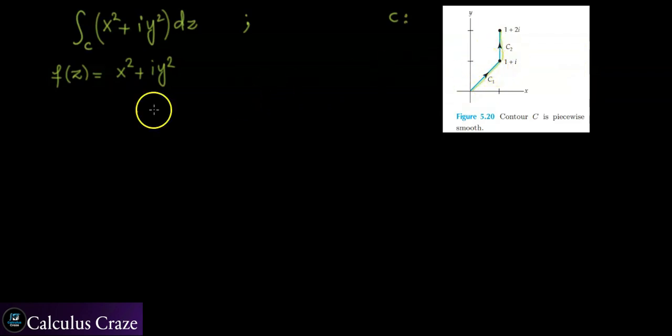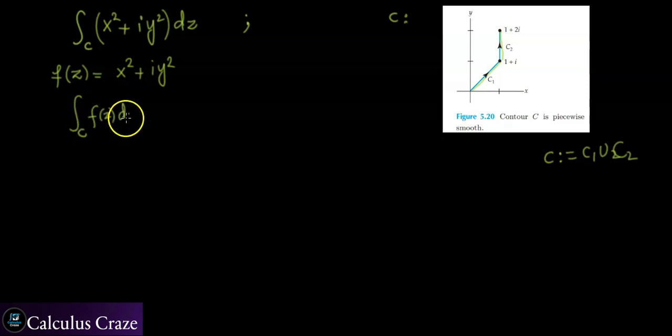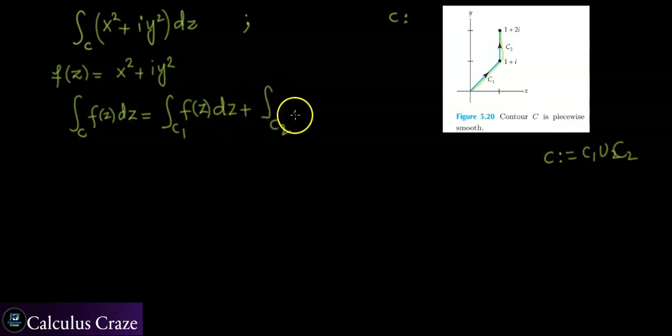But we have already seen a property that if we have a curve which is joined by two curves, C1 union, let's say C2, then what can we do? Basically, when we integrate over C this function f of z dz, it can be given by the integral over C1 plus the integral over C2. So we can make use of this property in order to solve this integral.